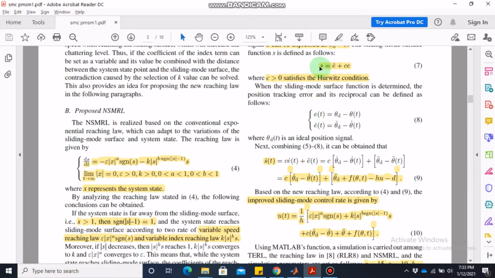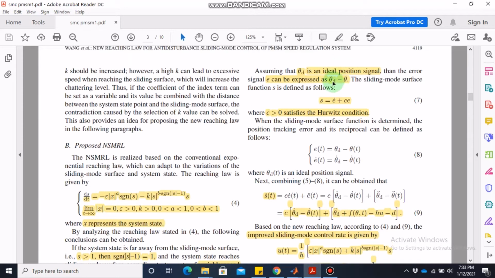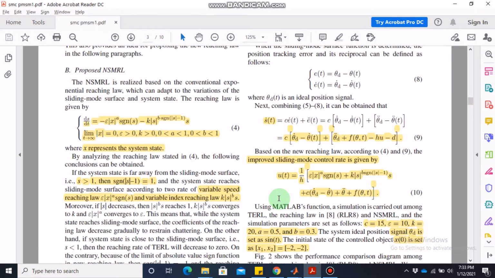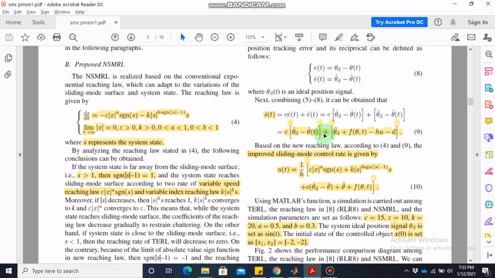S is equal to e dot plus c e. e is basically the error, which is the difference between the desired angle of the motor and the actual angle of the motor, which you can call the position of the motor, and e dot is the derivative of this error. So this is the sliding surface, and then there is the derivative of the sliding surface, which has all sorts of exponents involved in it. This is the derivative of the sliding surface presented in nonlinear form. This is what we are really interested in, equation 10.